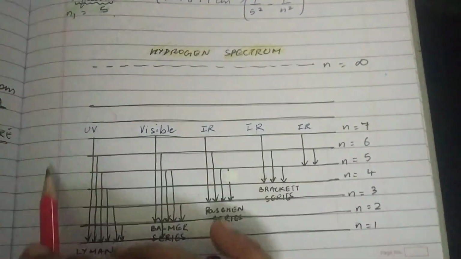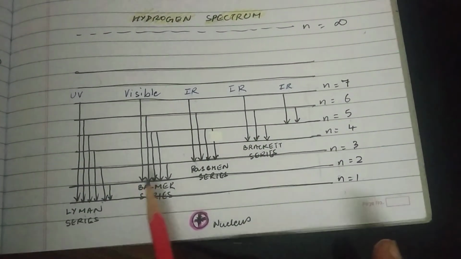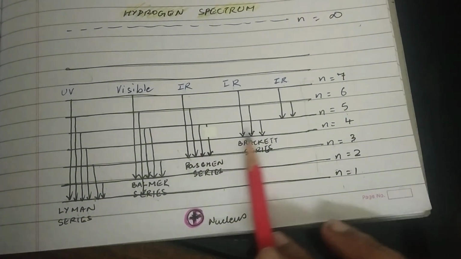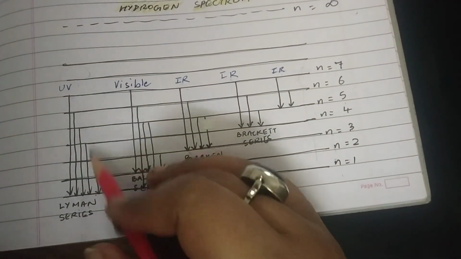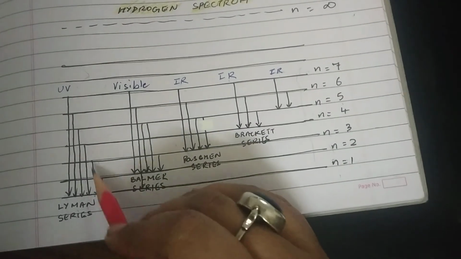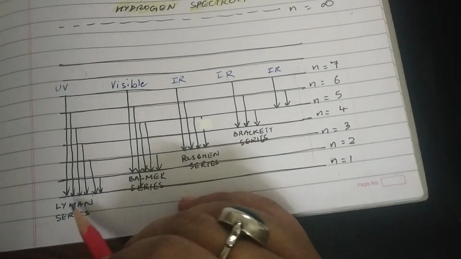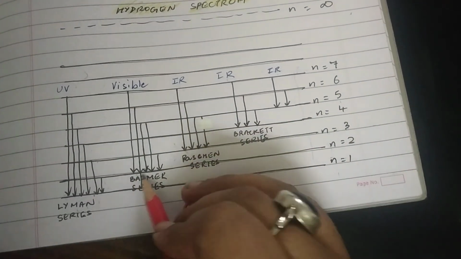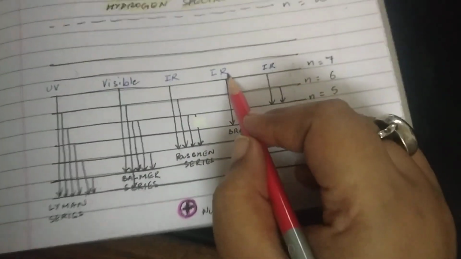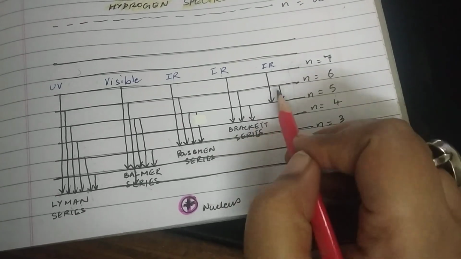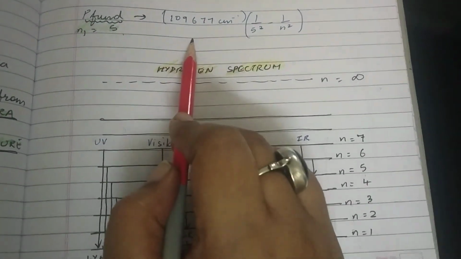So by this diagram you can understand that these different series were obtained when the electrons from the higher energy states returned to the lower energy states. When it returned to the first shell, it was the Lyman series. To the second shell, it was the Balmer series. To the third, the Paschen series. To the fourth, the Brackett series. And to the fifth, the Pfund series, as I have already written over here.